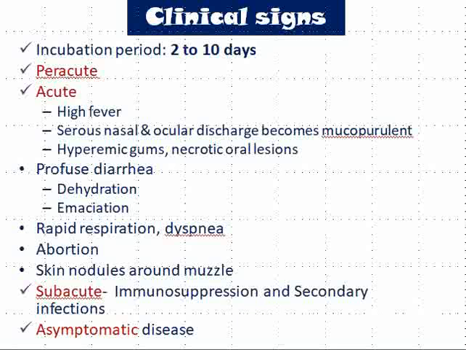In subacute disease, immunosuppression leads to secondary bacterial infections which may aggravate the condition. This form usually lasts for 10 to 15 days. The signs are variable but often include respiratory signs. Asymptomatic infections can also occur in these animals.